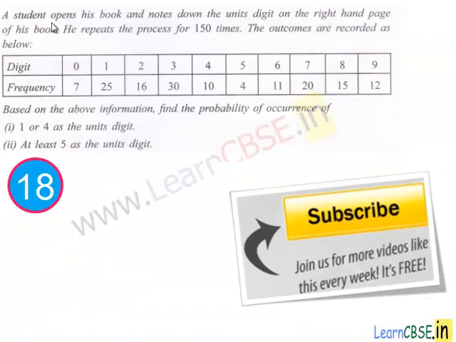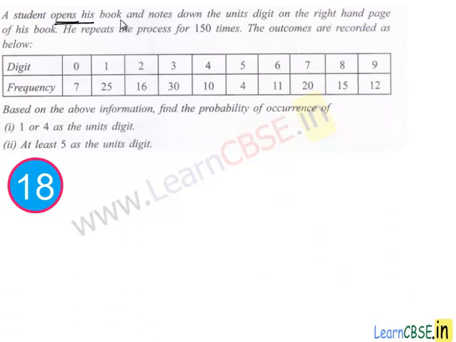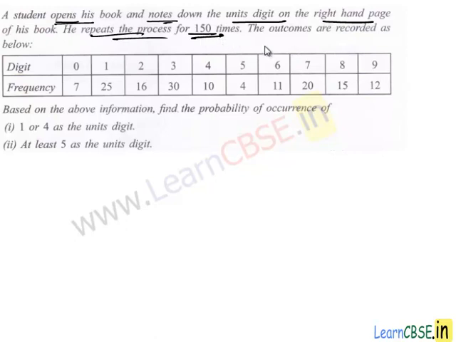Let's move to the next question. In this question, a student opens his book and notes down the unit digit of the right hand page. He repeats the process for 150 times. The outcomes are tabulated here.